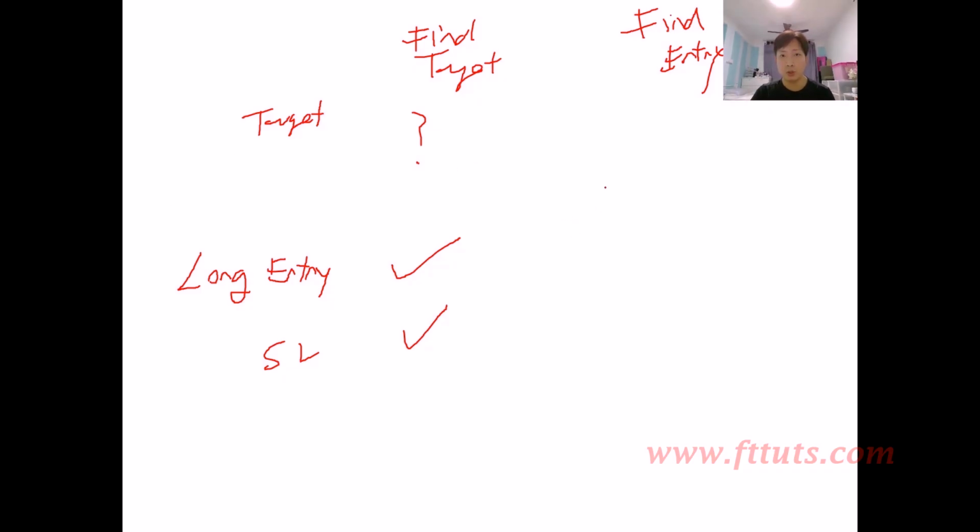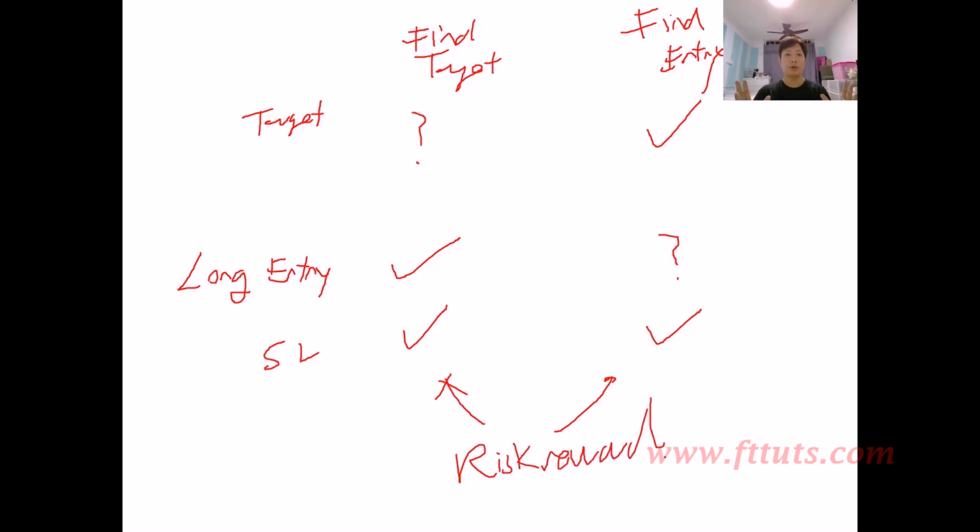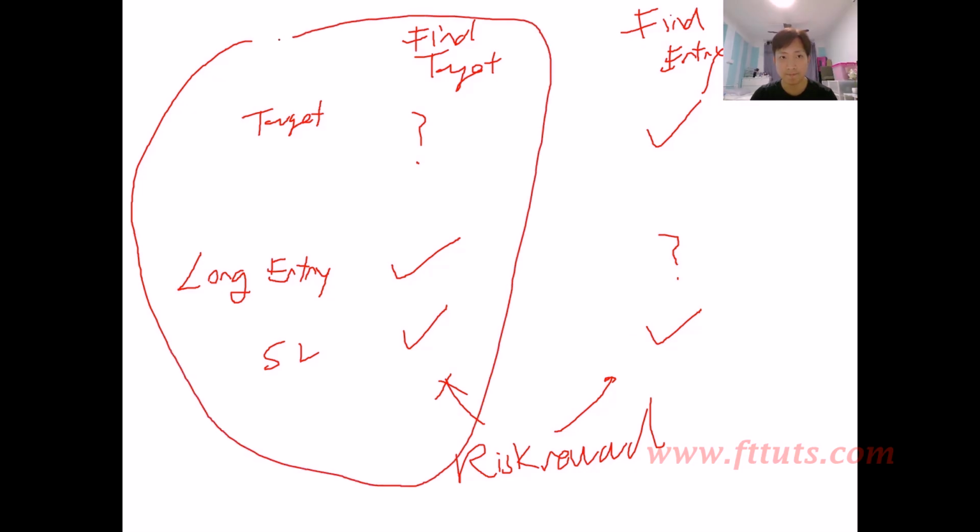There are times when you have your target and your stop loss, and you're going to find your entry. Both are based on the risk reward. Depending on risk reward, you can configure your trade setup according to which variable you have. In the Excel sheet, there are two sections, find target and find entry. But most of the time you're going to use the find target section, so now we're going to focus just on the find target section.